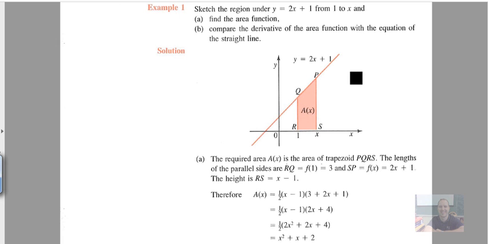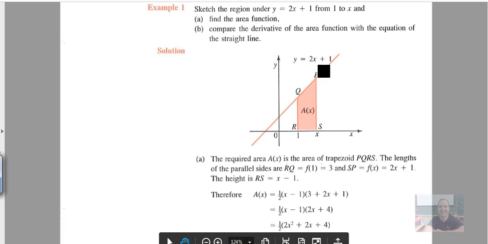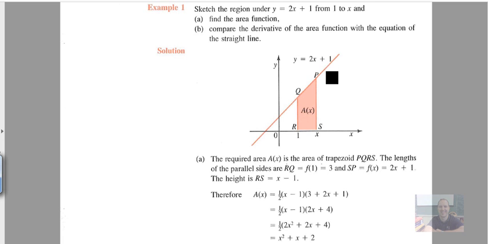But the example is, what is this area underneath here? And we know that this line right here is given by the function y equals 2x plus 1. And we're looking for the area between x equals 1 and x. So now by doing this, we are going to calculate what an area for the function is in terms of x, not an actual definite area, a number, but we're going to try and get basically a formula for this area.